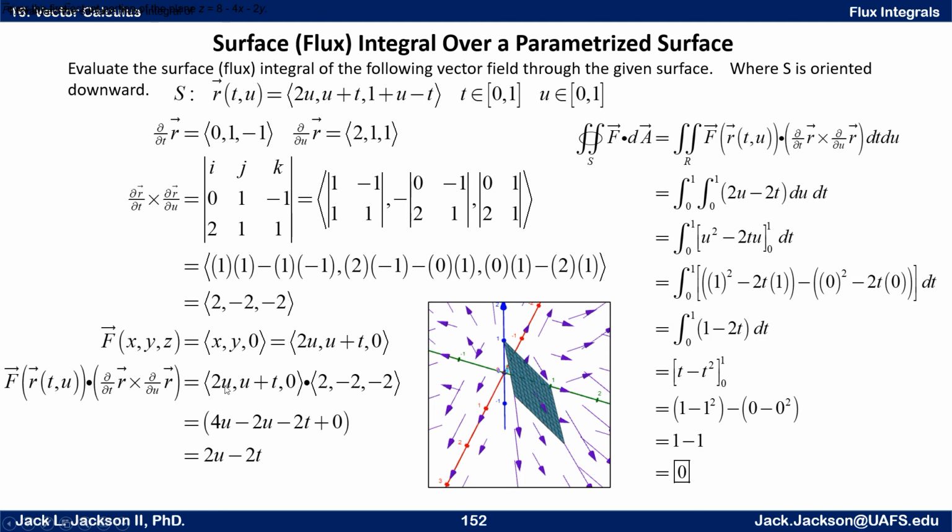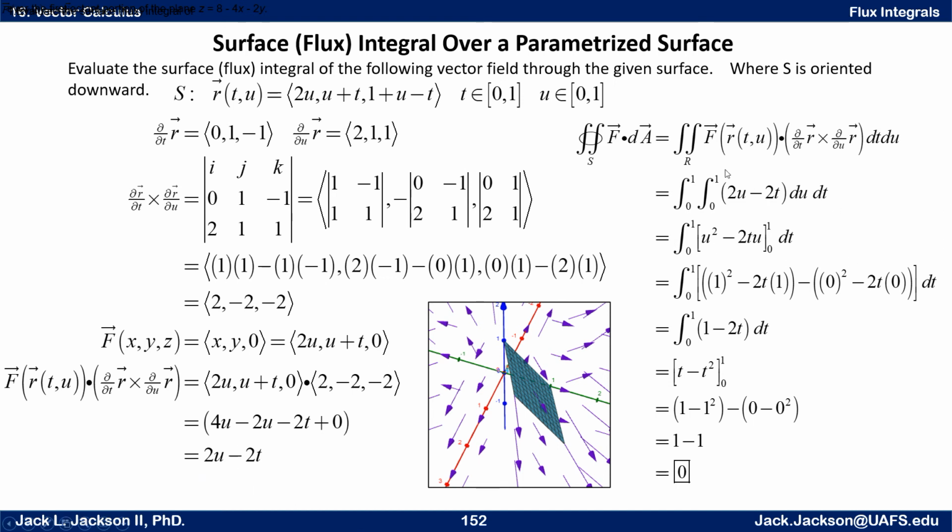So that's pretty easy. You just take the first term times the first term, that's 4u, plus the second times the second, so it's -2u minus 2t. And then the last part, 0 times -2 is 0. 4u minus 2u is 2u, so that dot product of the vector field with the cross product is 2u minus 2t. So that's the function that we want to integrate.